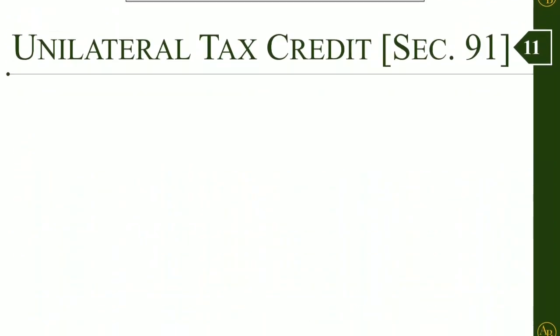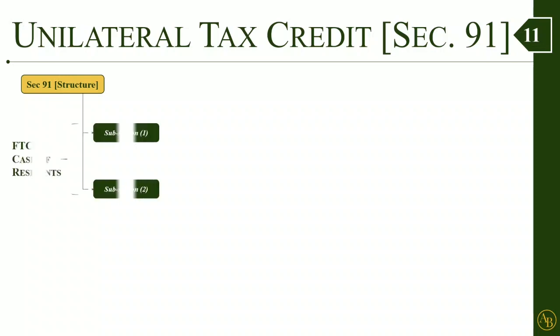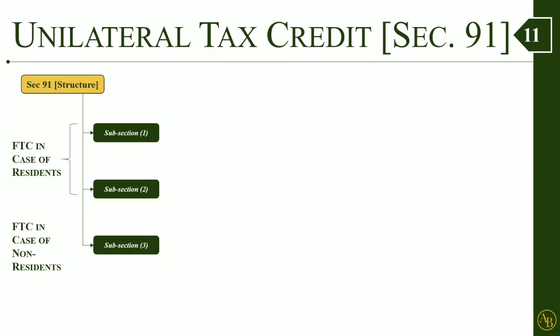Now we move ahead. How is Section 91 structured? If you see, there are two subsections which pertain to providing relief in the case of residents, and there is a third subsection which provides credit in the case of a non-resident taxpayer as well.